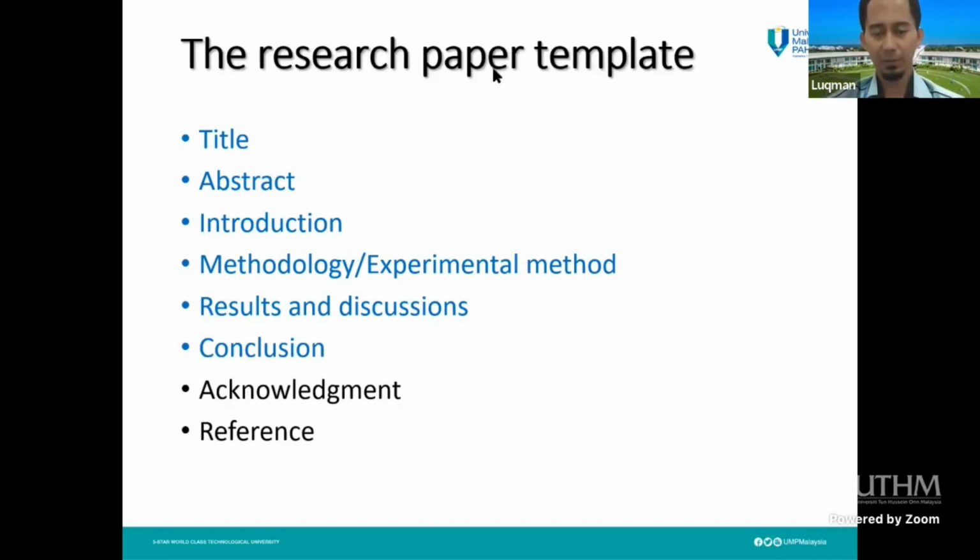So we have the research paper template: title, abstract, introduction, methodology, results, discussion, conclusion, acknowledgement and reference. This is true for science and engineering. I'm not really sure for social science, maybe it changes a bit. I'm going to go through all this very quickly, from title to conclusion. You see the key points that you should note. If you already have that in mind, then it's very good. If you see some points that are new for you, take note.